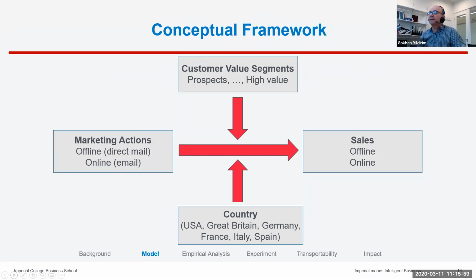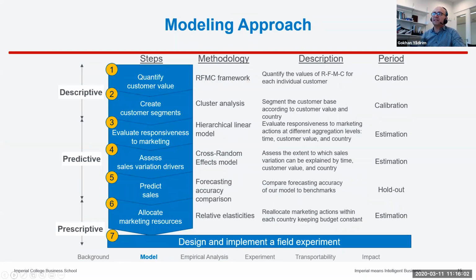Okay, let's move on. Okay, so basically our modeling approach in that project consisted of 3 stages: descriptive, predictive, and prescriptive analytics. Those were the 3 types of analytics we actually performed in this project. And in the descriptive analytics, we quantify the customer values. So for each individual customer, we determined how much value that customer has based on some metrics: recency, frequency, monetary, and clumpiness metrics.